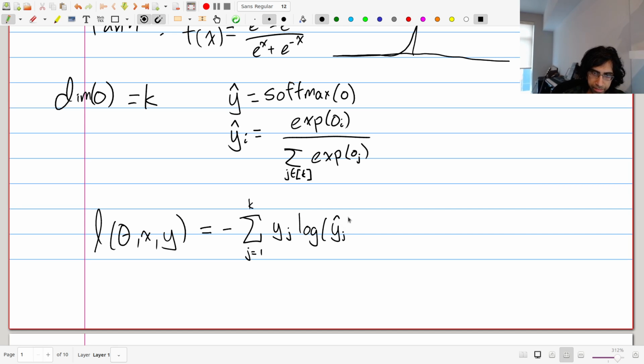Here, this is the loss function for a specific example (x, y), where we take y to be the one-hot vector. So the vector y is equal to 1 in the coordinate of the true label, and 0 elsewhere. I guess I didn't choose great notation here.